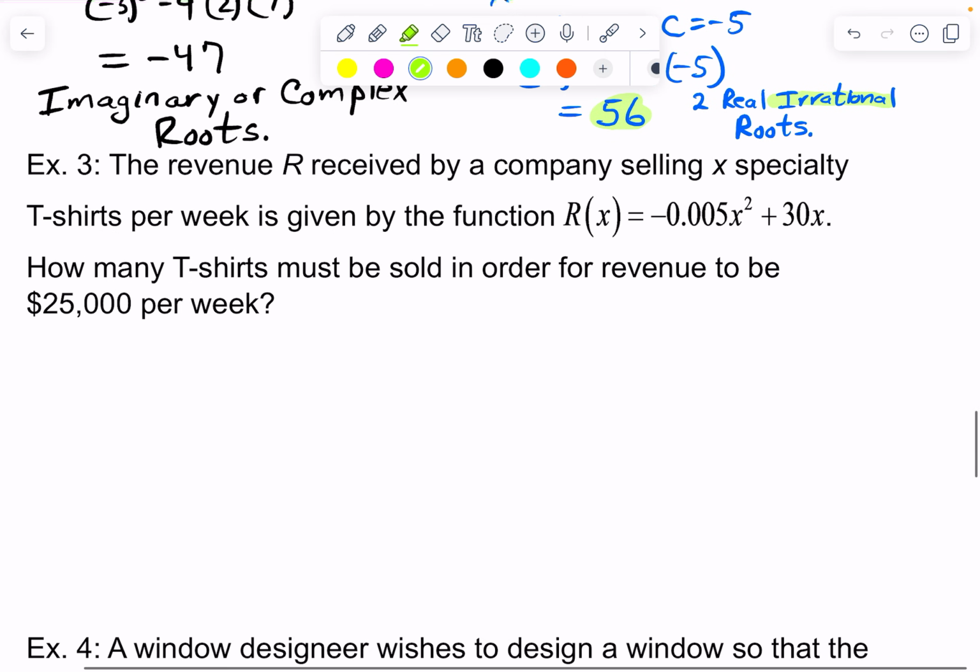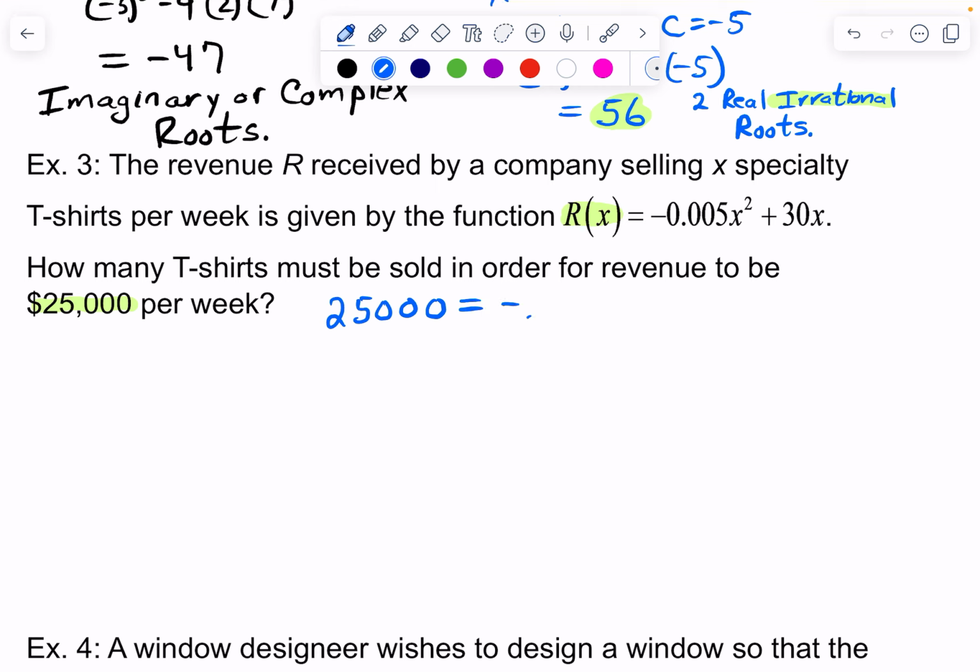Okay, let's look at a real life example. The revenue received by a company selling x specialty t-shirts per week is given by the function R of x equals negative 0.005 x squared plus 30x. How many t-shirts must be sold in order for revenue to be 25,000 per week? So they're giving you the revenue R of 25,000. So let's start by evaluating the value they gave you. They want the revenue to be 25,000, and we want to find how many x t-shirts we need to make a revenue of 25,000.